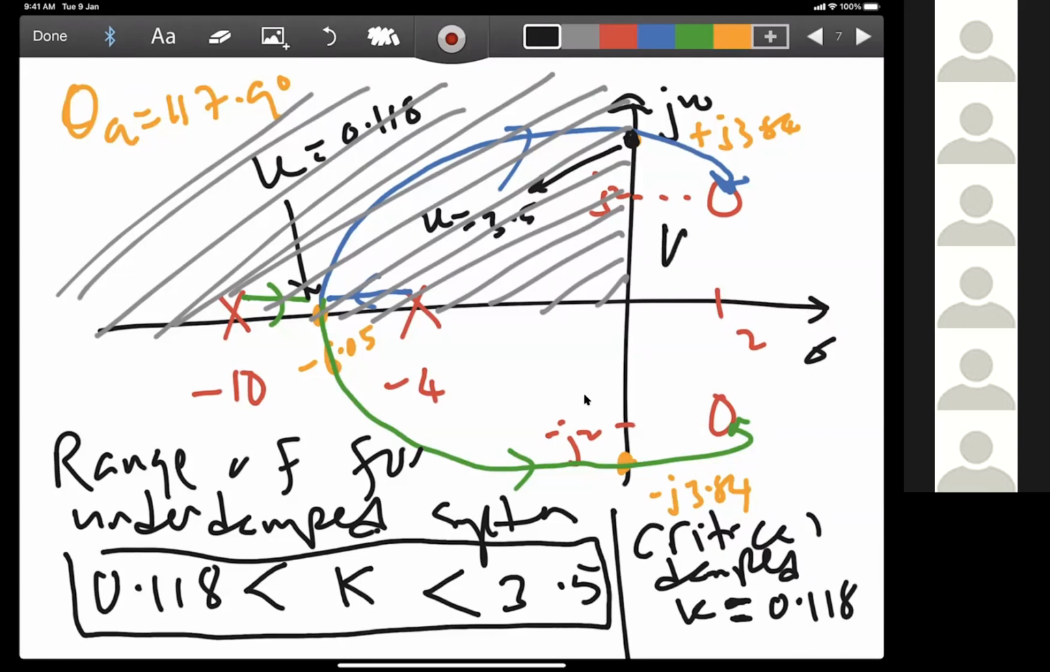K equal to 3.5. That will make the system critically stable, not critically damped. Most of the students assume critical damping and critical stability are the same, but actually it's wrong. Okay, you get it? Thank you, Doctor.